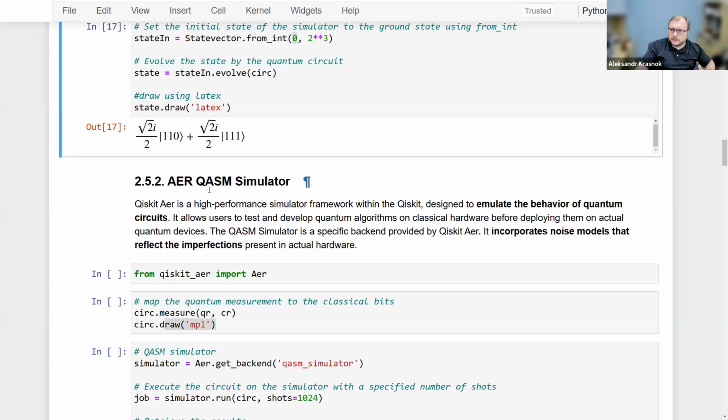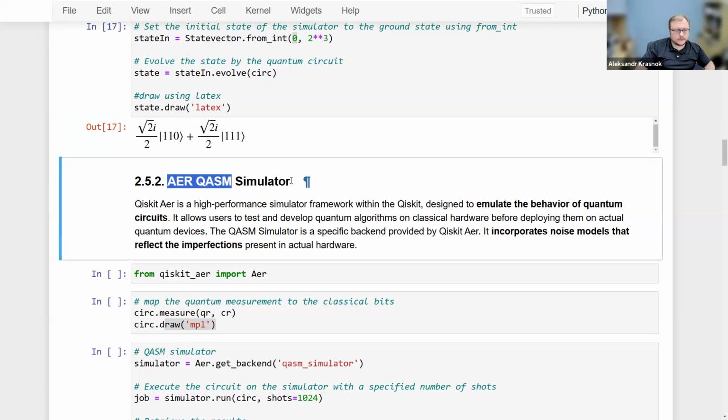Okay, so the next type of simulator is called the Aer QASM simulator. So this Aer QASM simulator is exactly what I discussed. This simulator emulates the behavior of a quantum computer. So it's not a real quantum computer, but it emulates that.